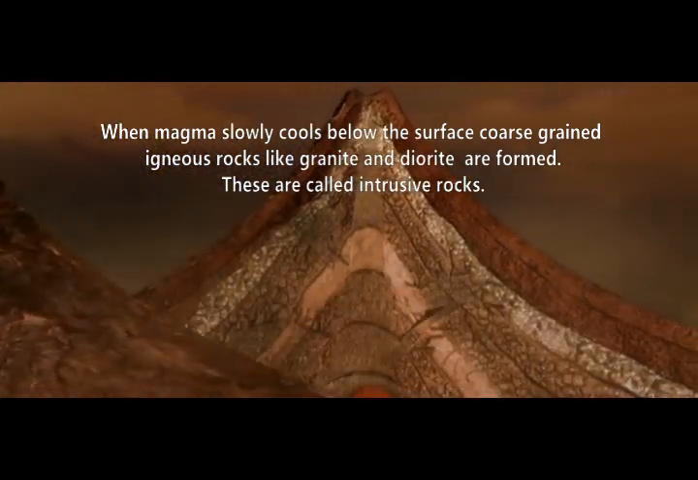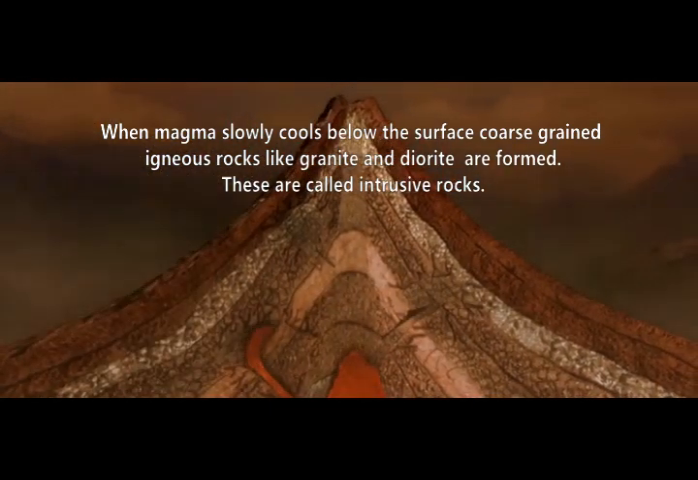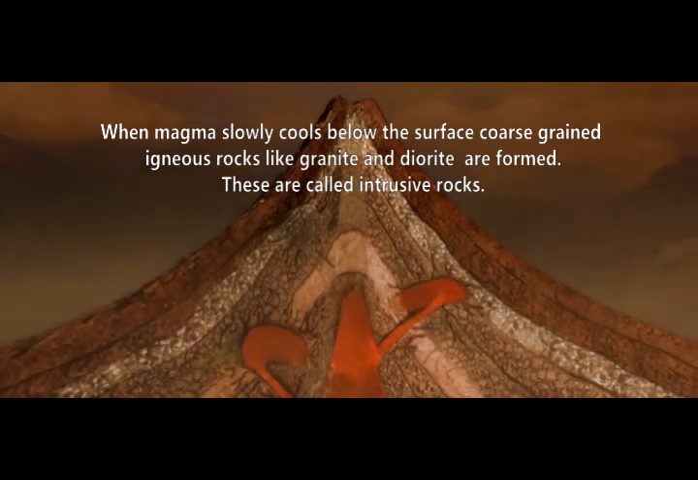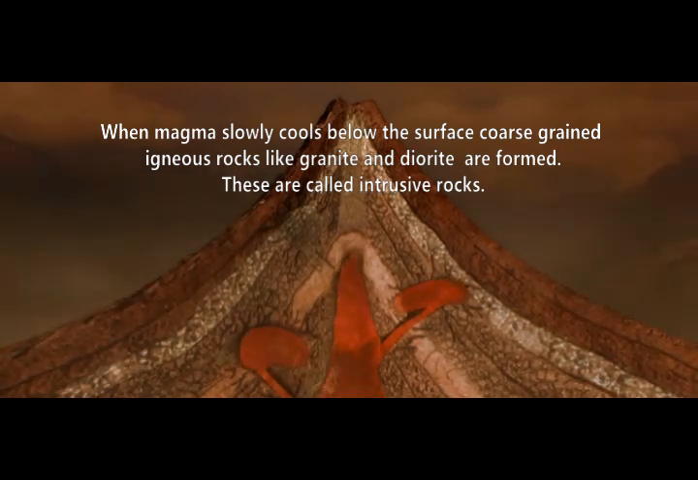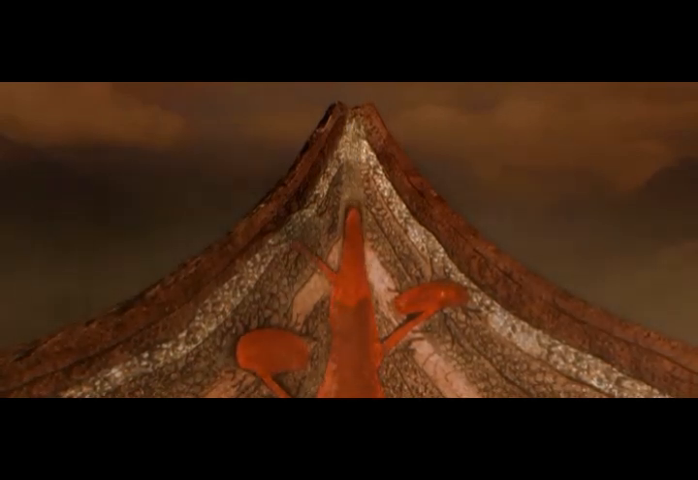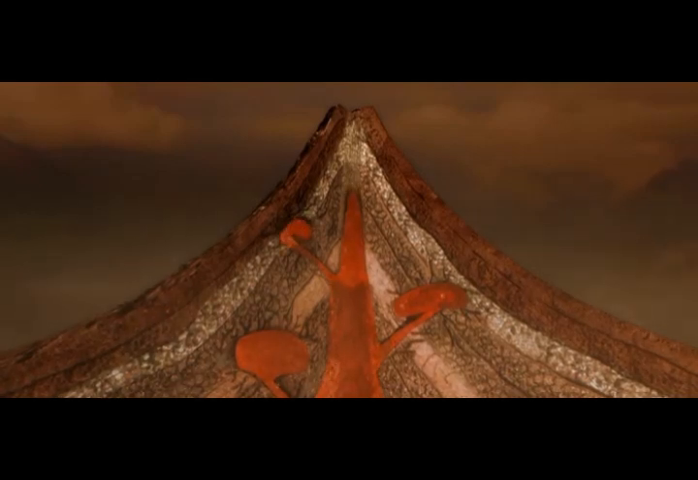Likewise, when magma below the surface slowly cools to produce coarse-grained igneous rocks, for example, granite and diorite, which are called intrusive rocks. Here are examples of igneous rocks.